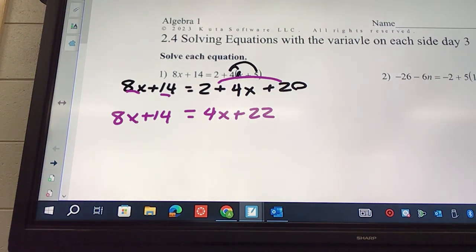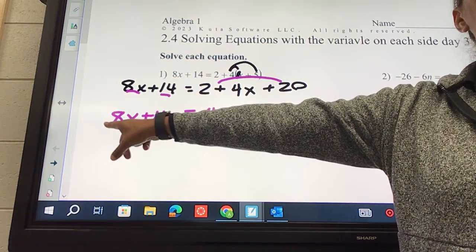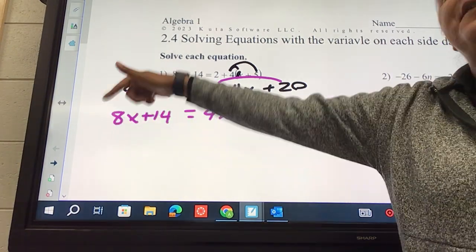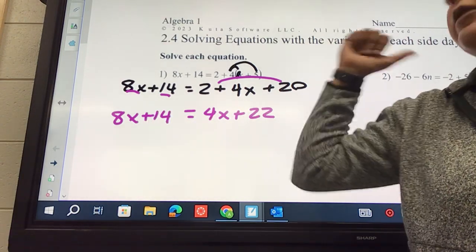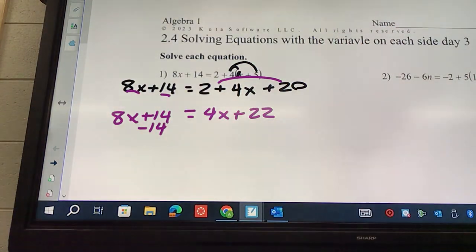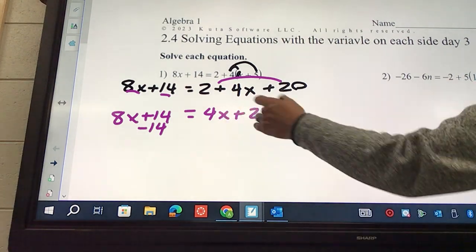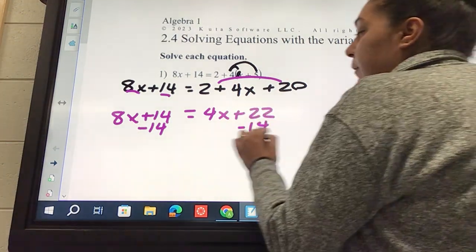Okay, so now we can really look at this and start to combine. Where do letters go? On the left, and numbers go to the right. So 8x, is that a letter or a number? Letter. And it's on the left, so it's going to stay on the left. 14, is that a letter or a number? Number, so it needs moved to the right. So this one is going to be the one that gets moved. What does the 14 go under, the 4x or the 22? The 22. So we're going to say minus 14.